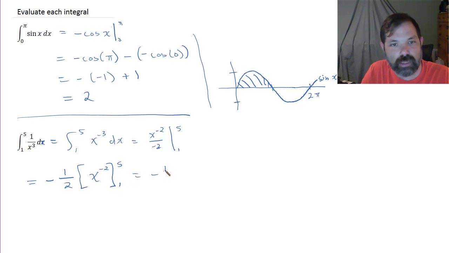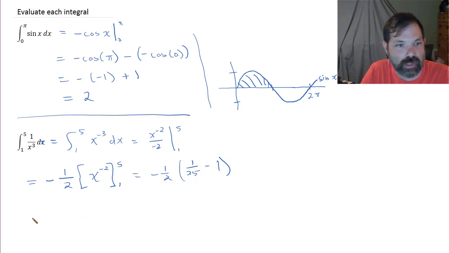So then this would be negative 1/2 and 5 to the negative second. That would be 1/25 minus 1 to the negative second is 1. Right, because 1 to any power is 1. 1/25 minus 25/25, so that's negative 1/2 times negative 24/25. And so that would be positive 12/25.